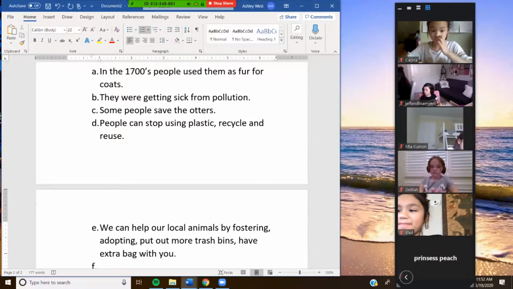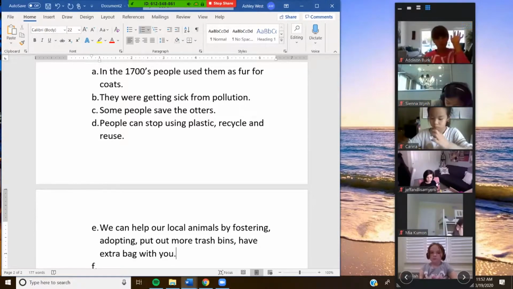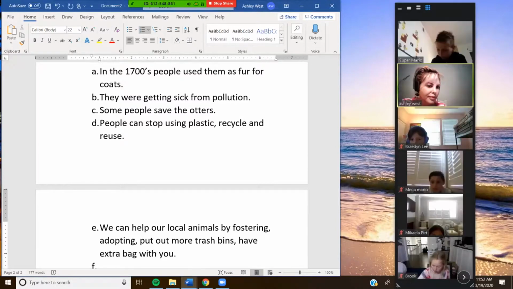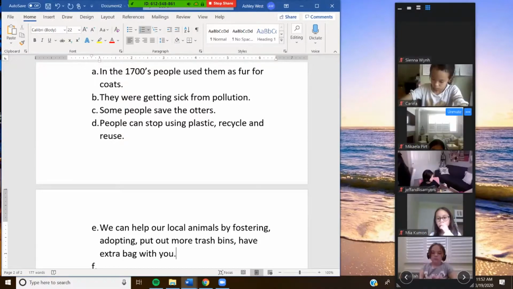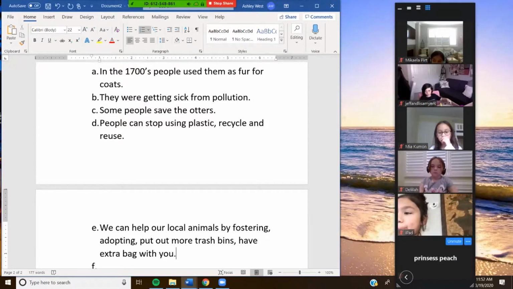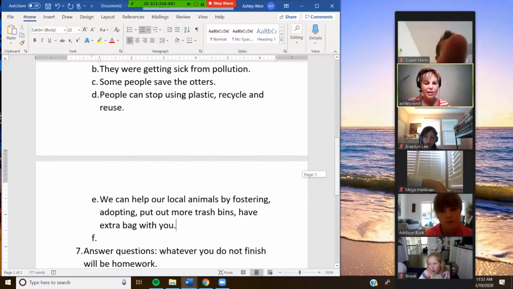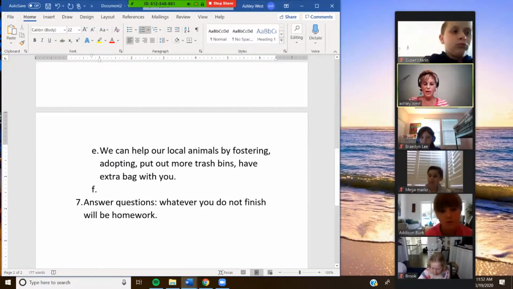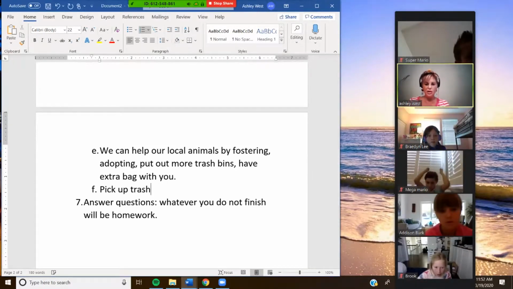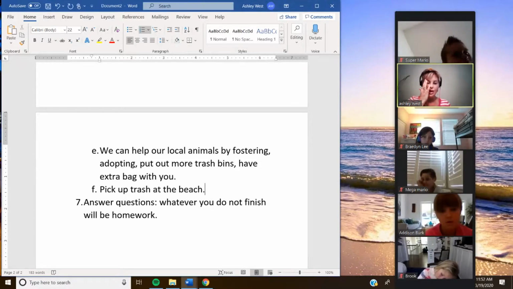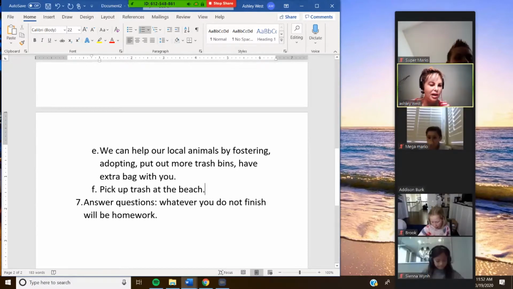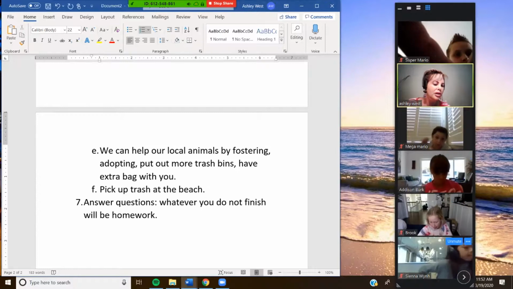All right, I see Addison, yes? Maybe go to the beach one day and pick up all of the trash you see. Awesome. That is a really great way. You can pick up trash at the beach, right? You can go and help reduce some of the litter that affects so many of our animals just in our own backyard. So that's really nice.